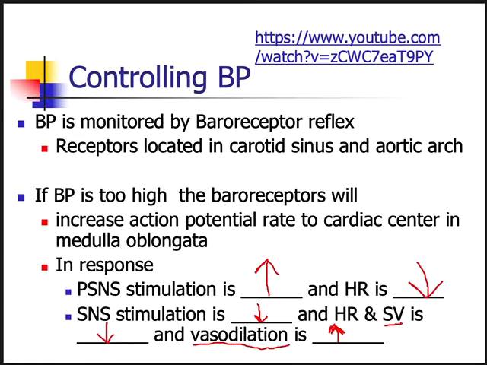You also have a hormone, which is not on this slide, okay? But you do have a hormone, atrial natriuretic factor, sometimes called atrial natriuretic peptide. It's a hormone, and it's used to decrease blood pressure as well.